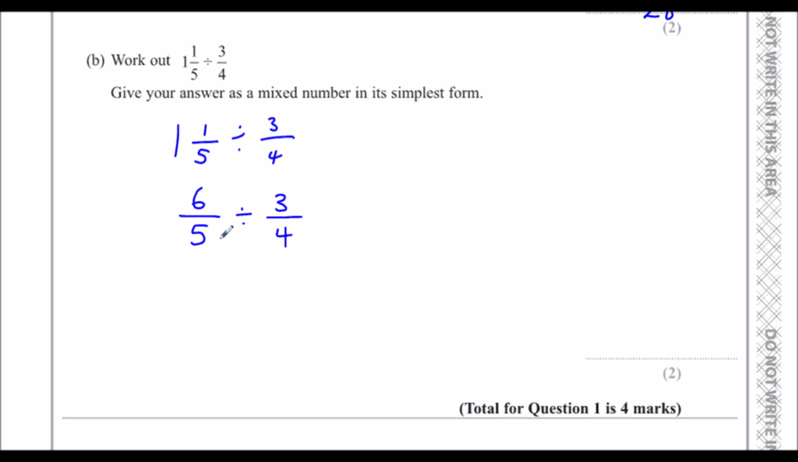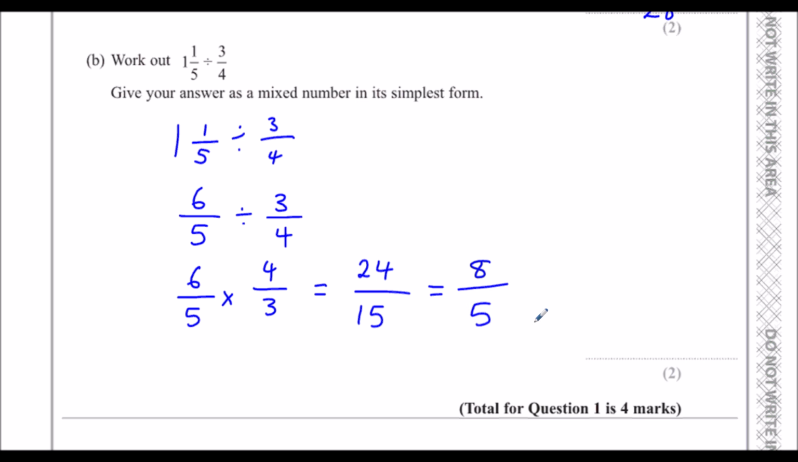To divide fractions, I'm going to change it to a times and flip over the second fraction. So dividing by 3 quarters is the same as timesing by 4/3. And then I'm just going to times the top times the bottom. So 4 times 6 is 24. 5 times 3 is 15. And I'm going to simplify this. So they're both in the 3 times table. I've got 24 is 3 times 8, and 15 is 3 times 5.